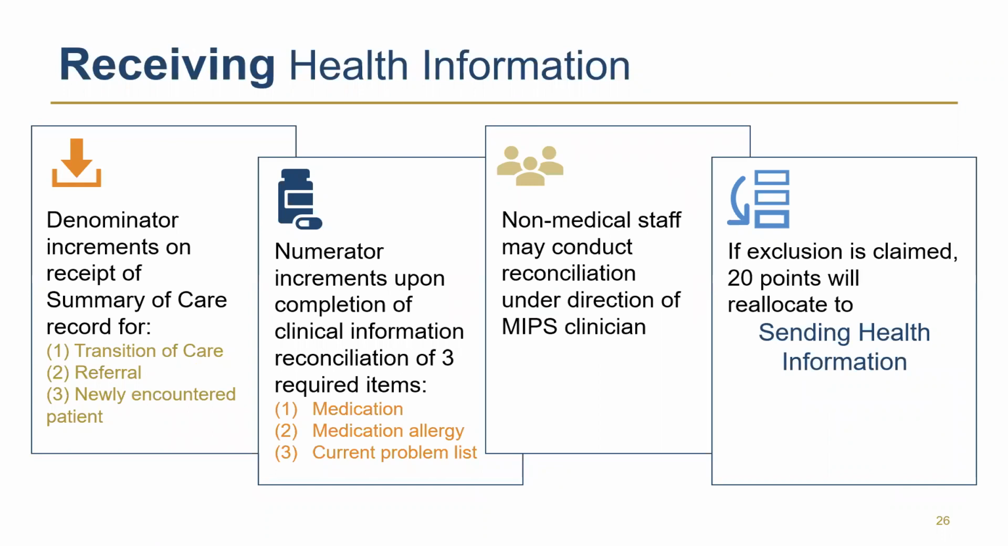For the receiving health information measure, the denominator is the number of electronic summary of care records received using certified EHR technology for patient encounters during the performance period, where a clinician was the receiving party, and this is a transition of care or referral, and also that patient encounter is for a new patient. The numerator increments upon completion of the clinical information reconciliation of the 3 clinical information sets.